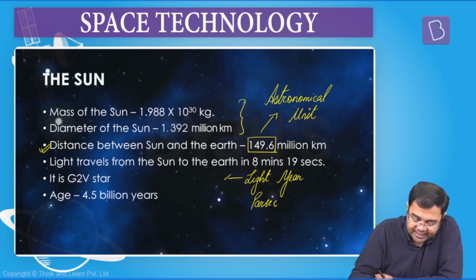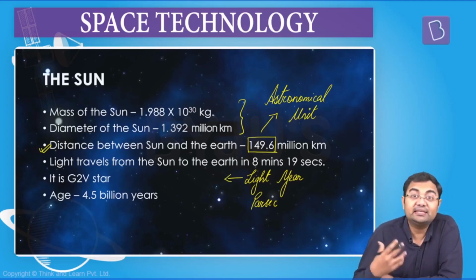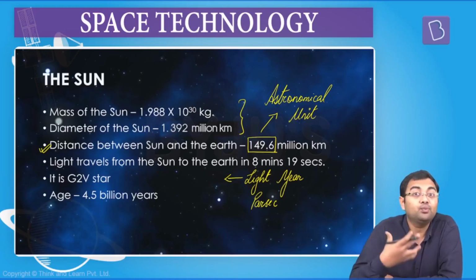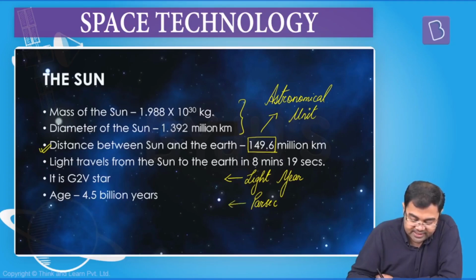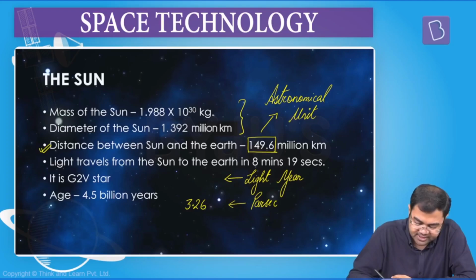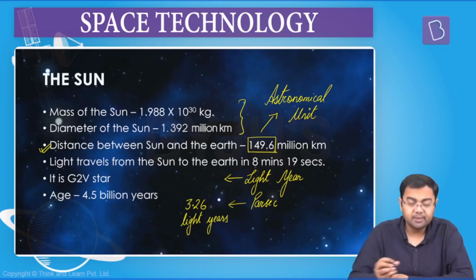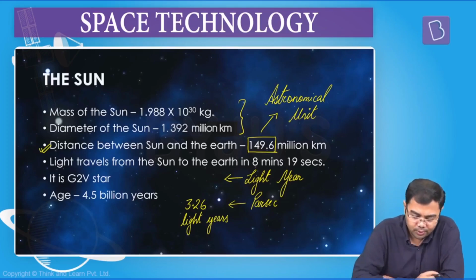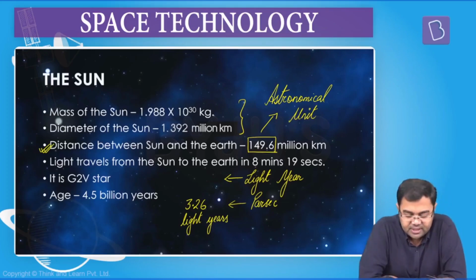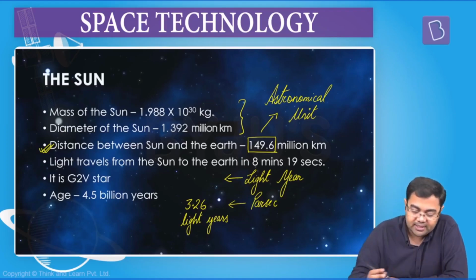When we talk about light year, you might know what a light year is. The distance that can be traveled by light in 1 year is called a light year. Similarly, you also have the concept of parsec, which is approximately 3.26 light years. When it comes to measurement, parsec is a more preferred unit as compared to light years. Anyway, we don't want to go there. Just understand that the distance between the sun and the earth is 149.6 million kilometers, and this figure is very important because this is one astronomical unit.